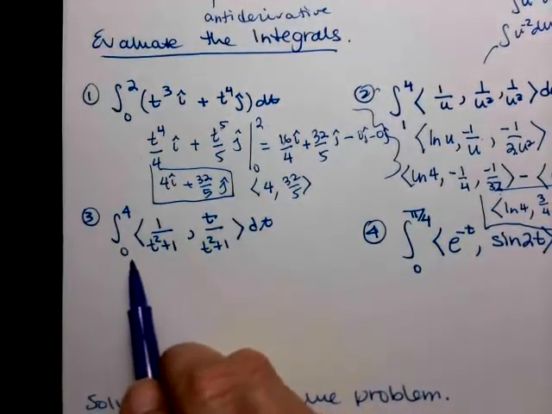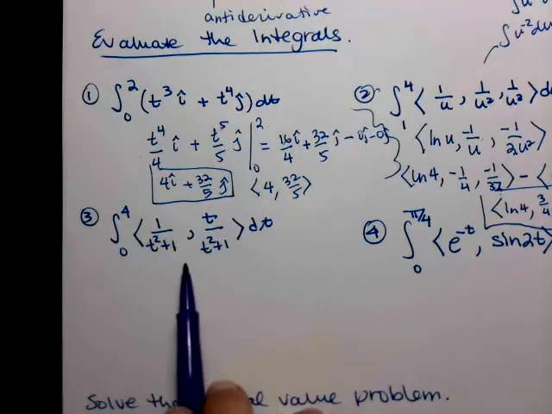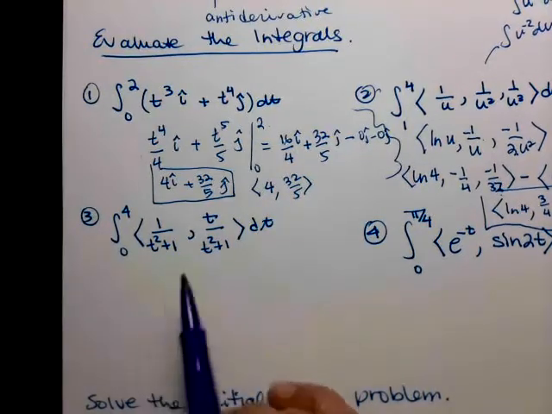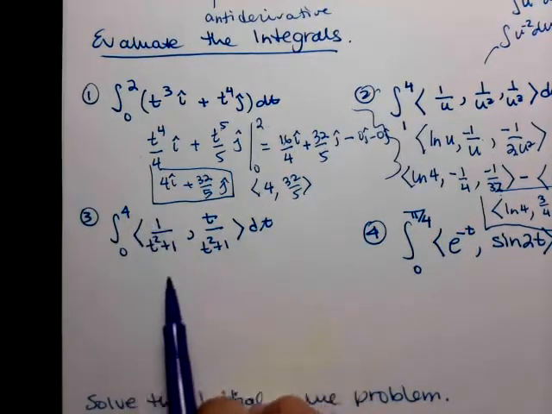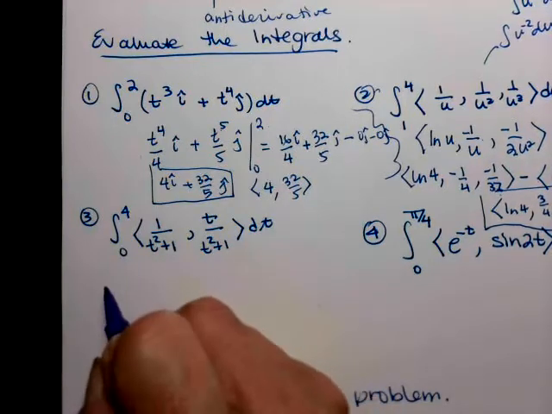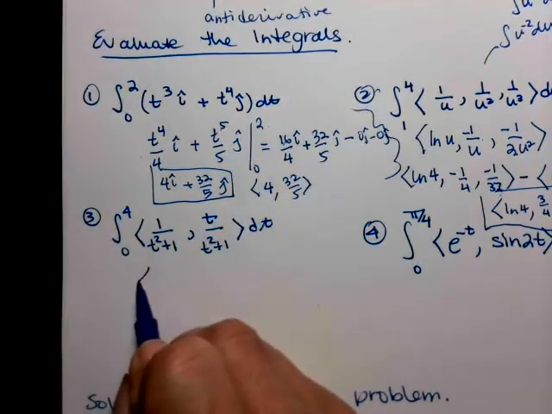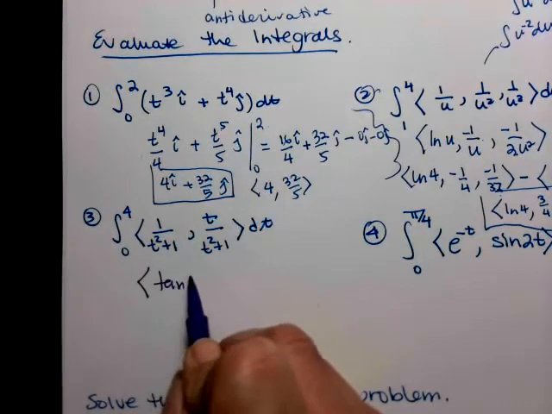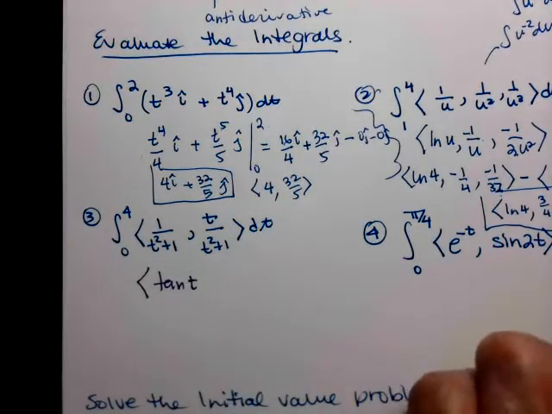Number 3. So now my vector, I have 2 dimensions again. So i hat, j hat. So this first one, this is our inverse tangent. So just writing our antiderivative, this is the inverse tangent of t.